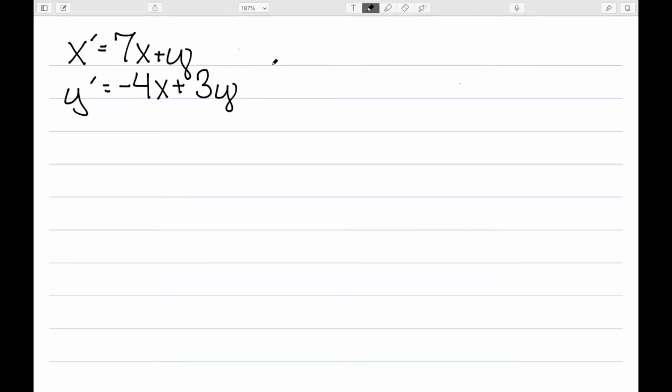I'm going to look at this system here, x prime equal to 7x plus y and y prime equal to negative 4x plus 3y. To write this in normal form, we have x prime equal to our matrix. The first row will be 7, 1. The second row, negative 4, 3, times x.